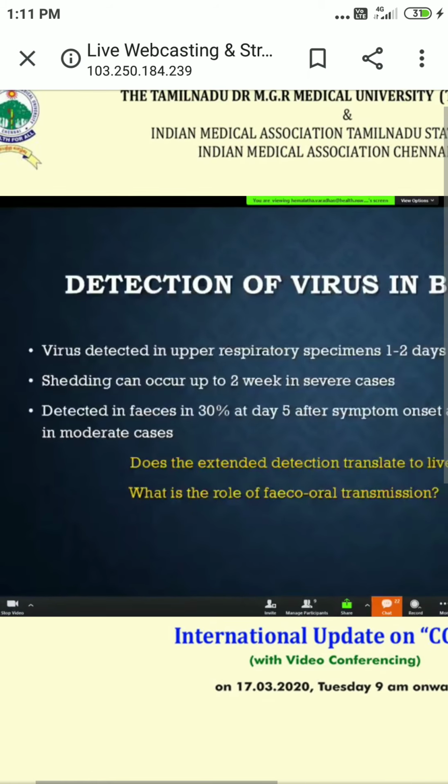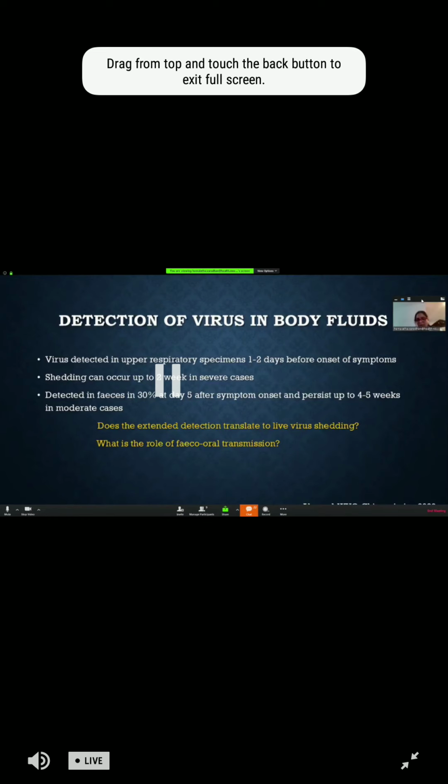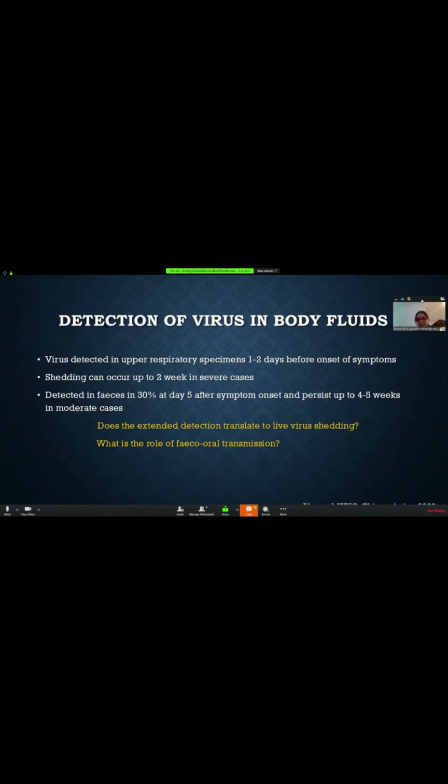Okay, so detection of virus in body fluids, as I said, we have very, very low detection of virus in blood as such, but virus is largely detected in respiratory secretions. And again, as the previous speaker alluded, this is a report from the joint WHO and China Commission in 2020. We saw that asymptomatic transmission can occur at least 1 to 2 days before the onset of typical symptoms of a respiratory illness, and shedding can certainly extend up to 2 weeks in some severe cases.